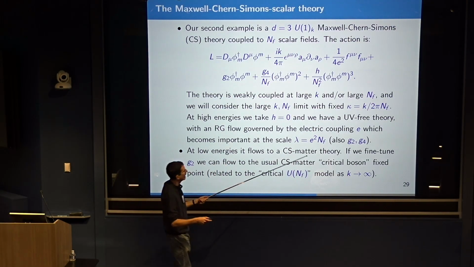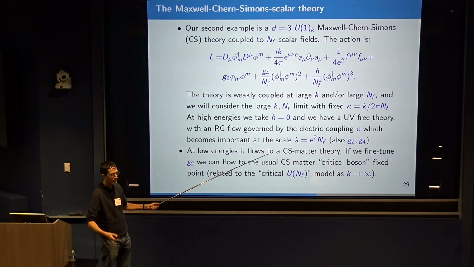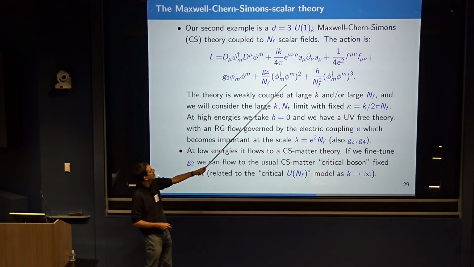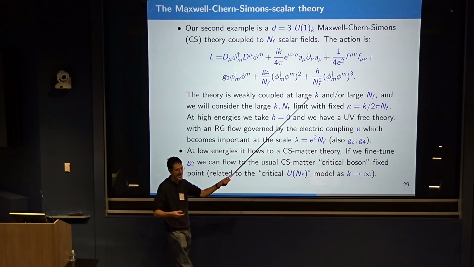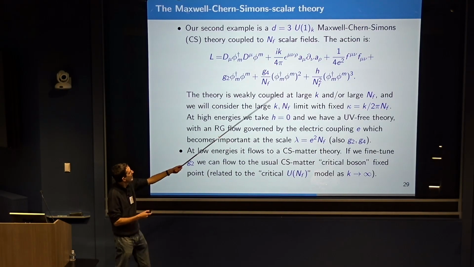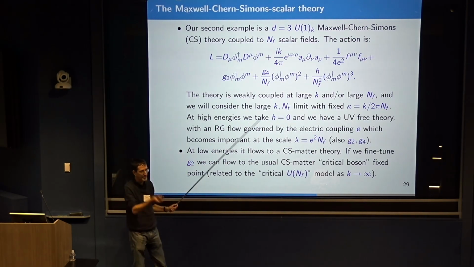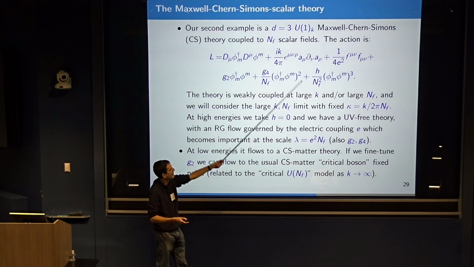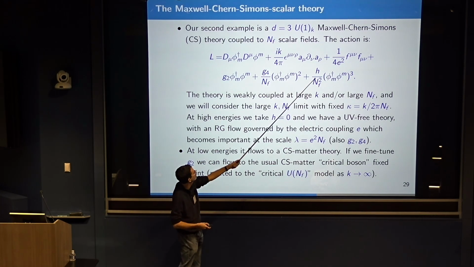a fixed ratio kappa. And in order to have a well-defined family of RG flows, we start at high energies by taking this phi to the sixth coupling to 0. Since we have a Maxwell term, at high energies the gauge interactions go to 0. So we can just have a free theory at high energies, which is well-defined for h = 0.